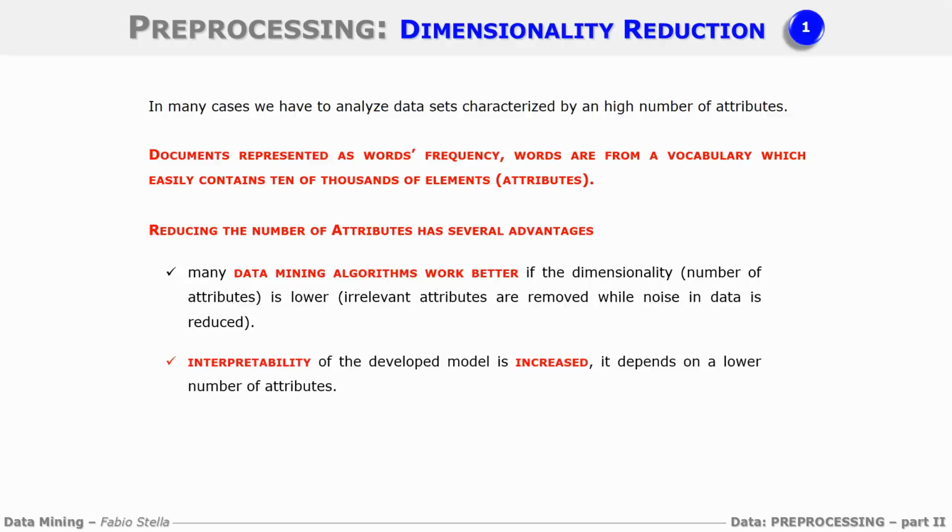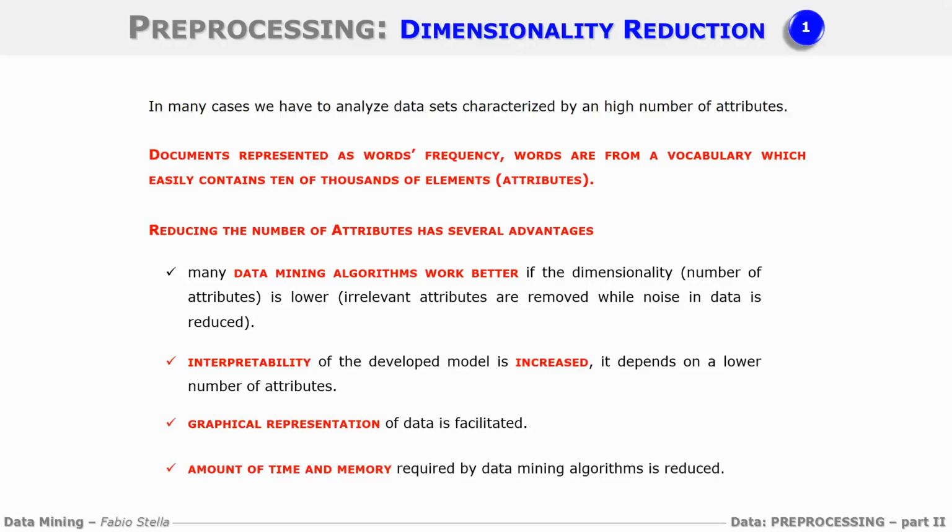A second advantage is that of interpretability. Interpretability of the developed model is increased because it depends on a lower number of attributes. Then we have graphical representation, because graphical representation of data is facilitated. And finally, the amount of time and memory required by data mining algorithms is reduced.